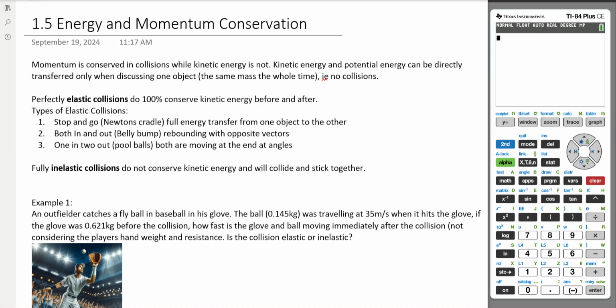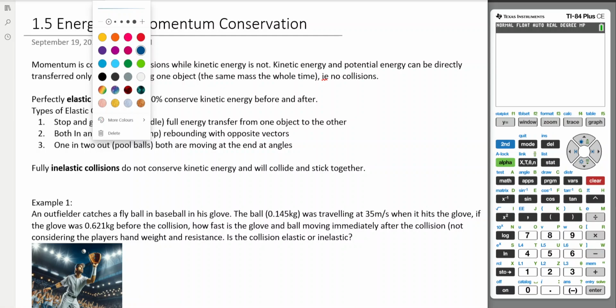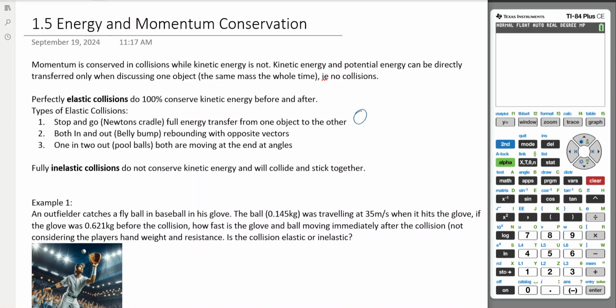So here are different types of elastic collisions. You can have a stop and go situation where whatever comes in knocks into something else and that other thing goes. So let's just draw this out. If you have a ball, it comes in and knocks into a different ball, the other ball goes flying, but now the blue ball stops moving at that moment. So right when it knocks into it, the red one keeps going and that's it. Newton's cradle is a good example of this. The balls hit into each other and knock the other one out, but the first ball stops moving.